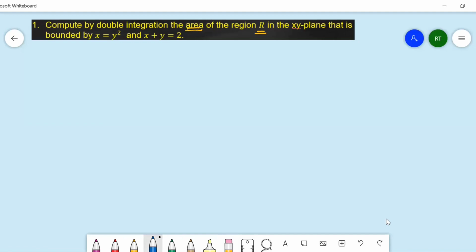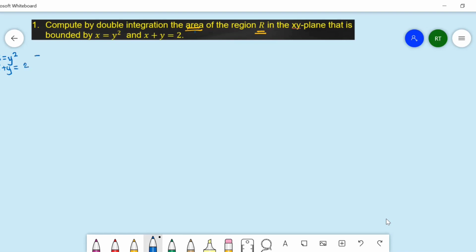So we are going to compute by double integration the area of the region R in the xy plane that is bounded by x is equal to y squared and x plus y is equal to 2. We do not know the limits of integration for the double integral, hence we need to know the boundaries of the region R. We can do that by getting the intersection of the two curves, x is equal to y squared, which is a parabola opening to the right, and x plus y is equal to 2, which is a line leaning to the left.